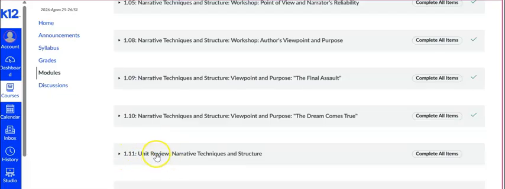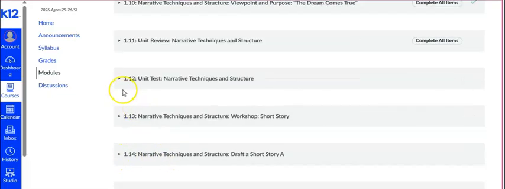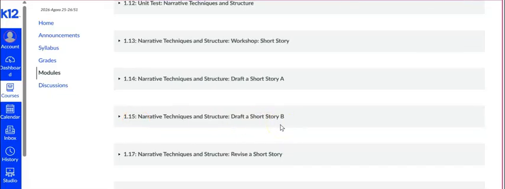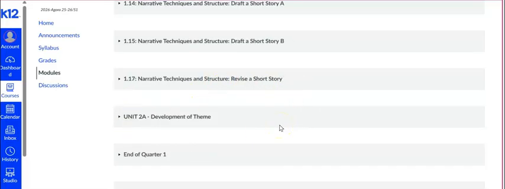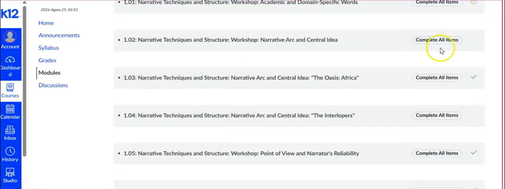1.11 is our unit review. 1.12 is the unit test. 1.13 is our workshop short story. 1.14 and 1.15 is draft a short story A and B. And 1.17 is revise a short story.